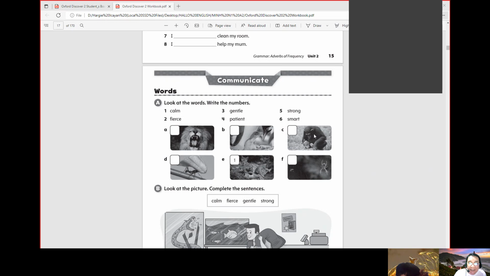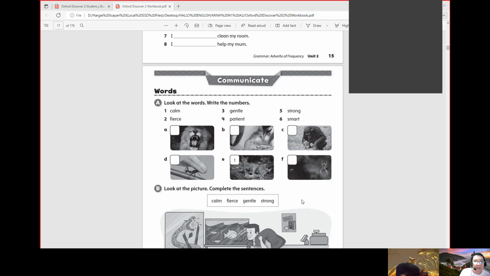Letter C means smart. Okay. What picture is this? This one is a monkey, right? Yes, it's a monkey. Now, the monkey is number six. Okay, you said it. It's smart.